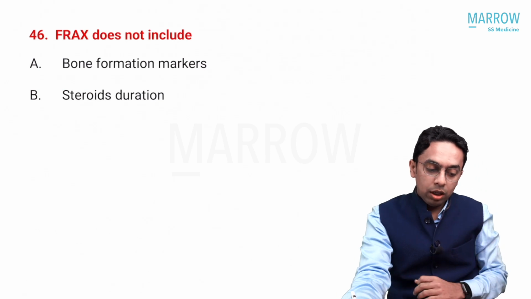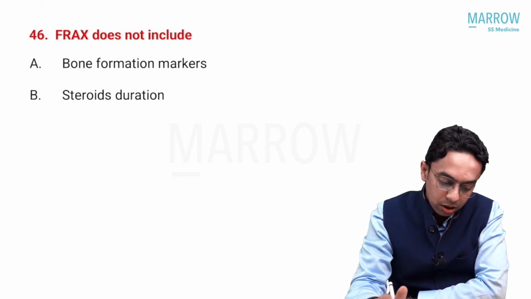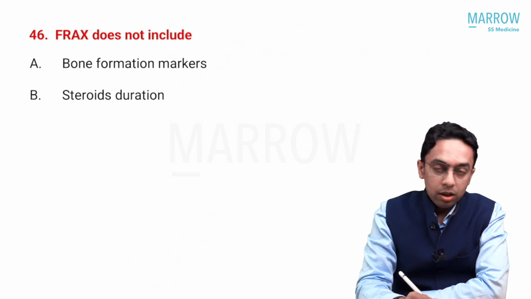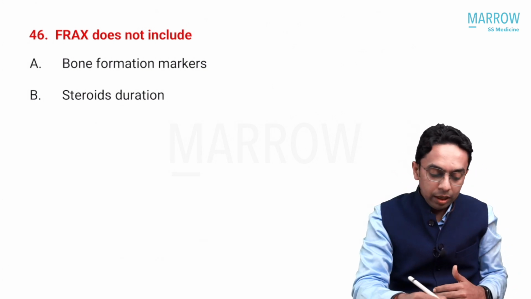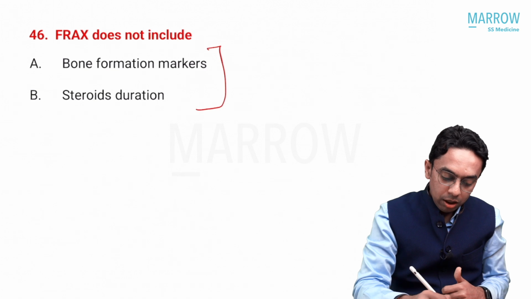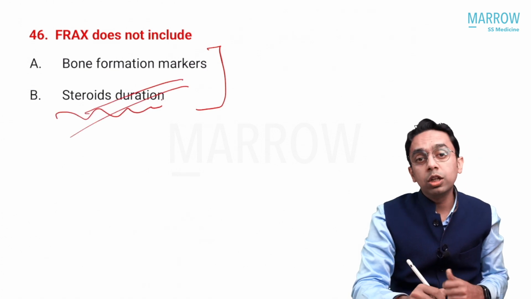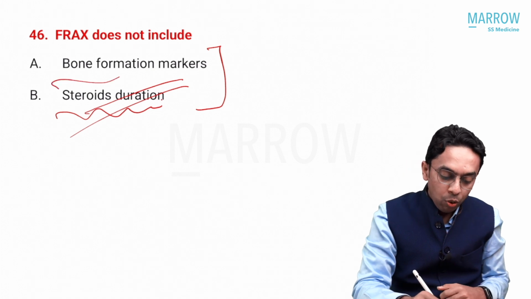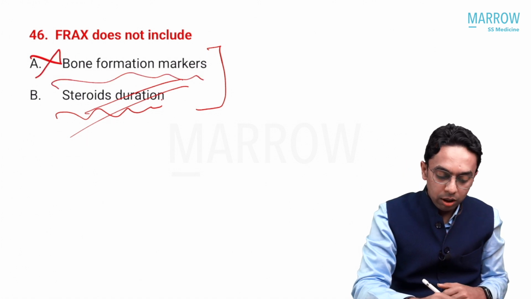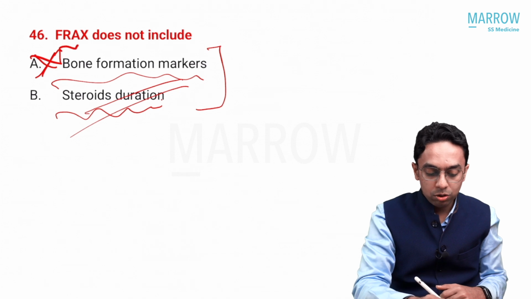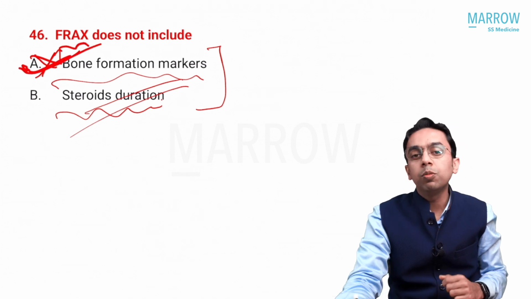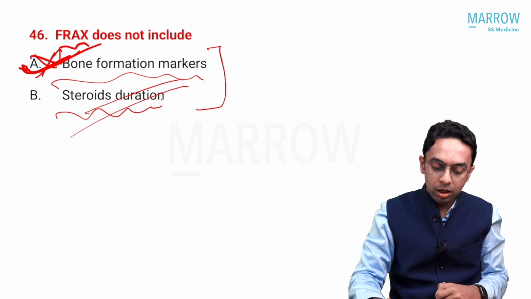FRAX does not include... Okay, so this question is also important. See, the options which we could get in recall are both wrong here. Actually, steroid duration is not included. It is the use, not the duration and the dose. Bone markers are absolutely not in the FRAX score. So the preferred answer would be bone formation markers.